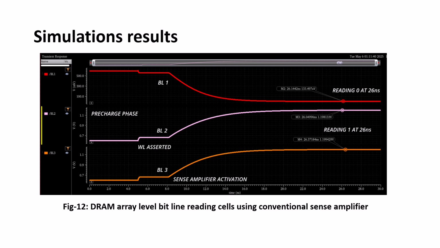So here we have taken an example of how we are reading. We have selected one word line, and in that particular word line we are reading bit line 0, bit line 2 and bit line 3. So bit line 1 is going to 0, and bit line 2 is going to VDD.